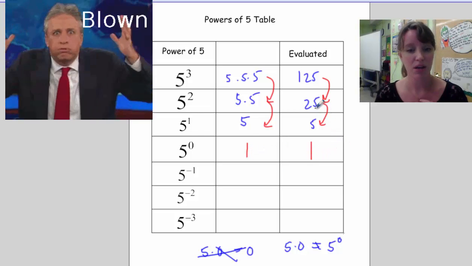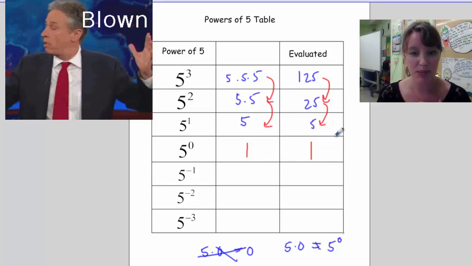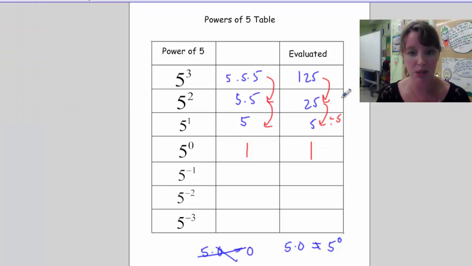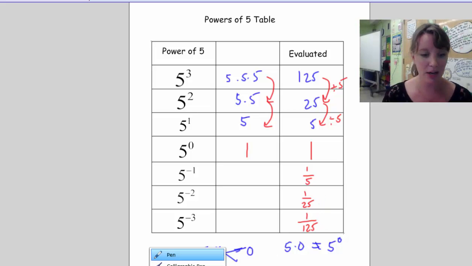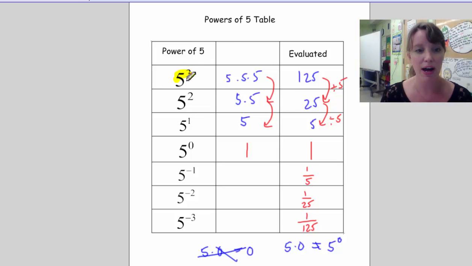All right. Now here, if I drop down again, remember the pattern is established as we're dividing by 5. Well, 1 divided by 5, I can write that as a fraction. It's 1/5. Right? And 1/5 divided by 5 ends up getting 1 over 25. And 1 over 25 divided by 5 is going to get you 1 over 125. So if you look at the patterns that have been established here, 5 to the third power and 5 to the negative third power have a relationship.